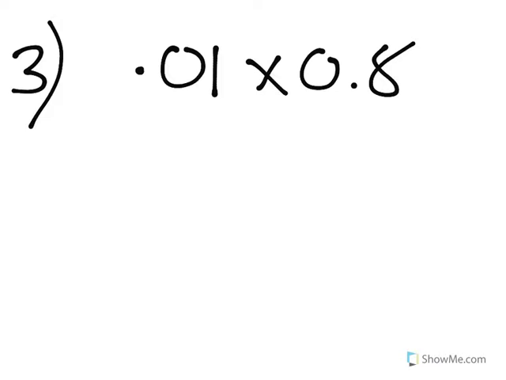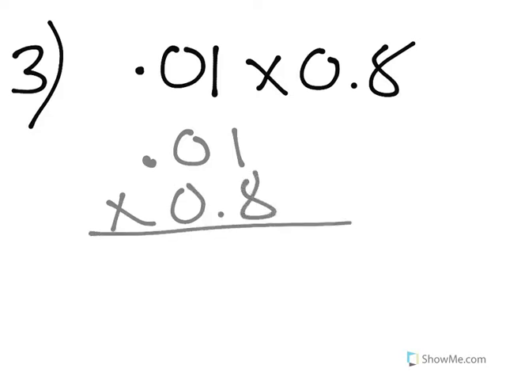Okay, on number 3 was multiplying decimals. You do not have to line it up. You just need to multiply and then bring over your decimal the number places. So 1 times 8 is 8. 8 times 0 is 0. Put a 0 there. 0 times 1 is 0. 0 times 0 is 0.